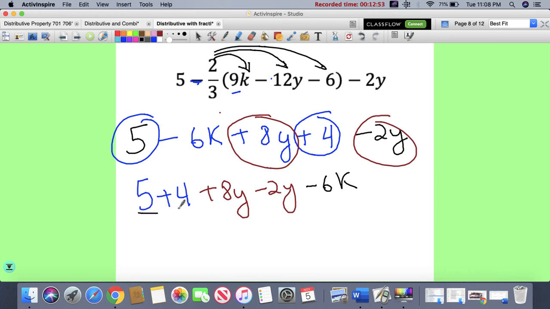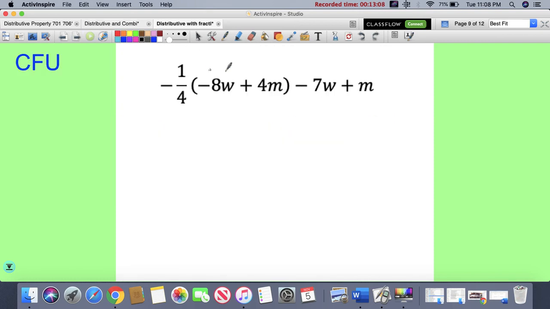5 plus 4, they're both positive, nothing to think about here, it's just 9. From here, it's positive 8y minus 2y, and that's just positive 6y. And minus 6k, because that 6k combines with no one. And that's it.